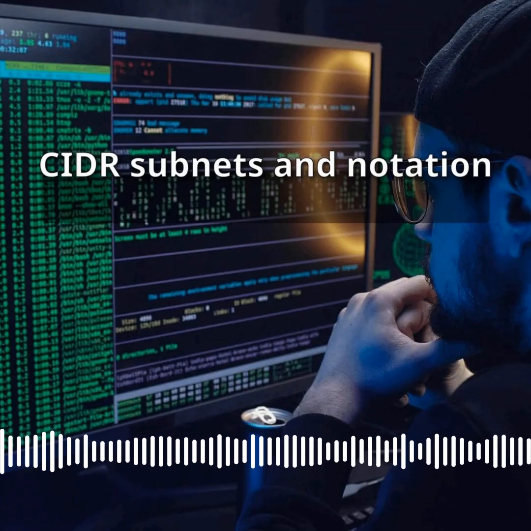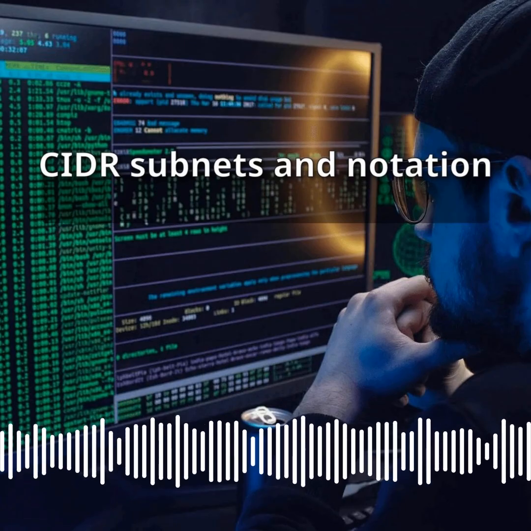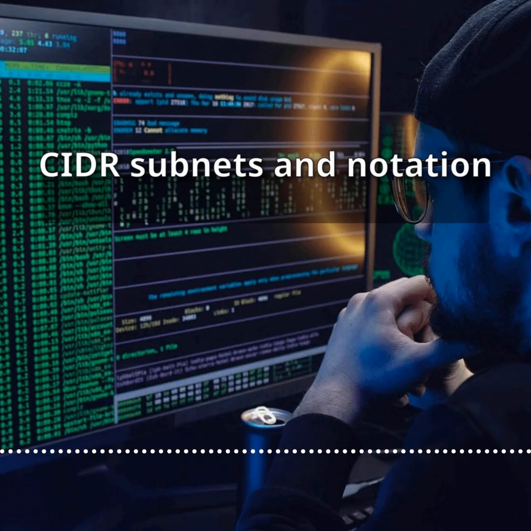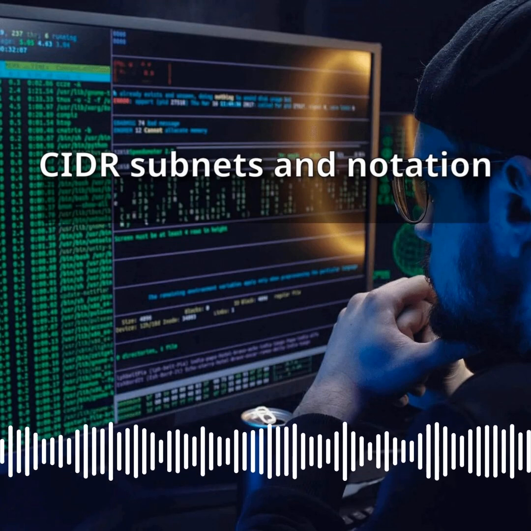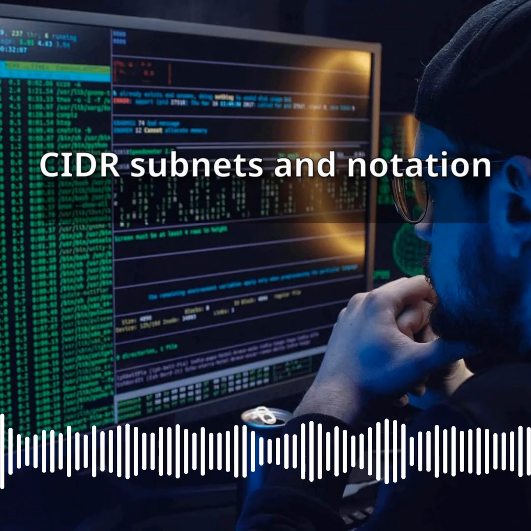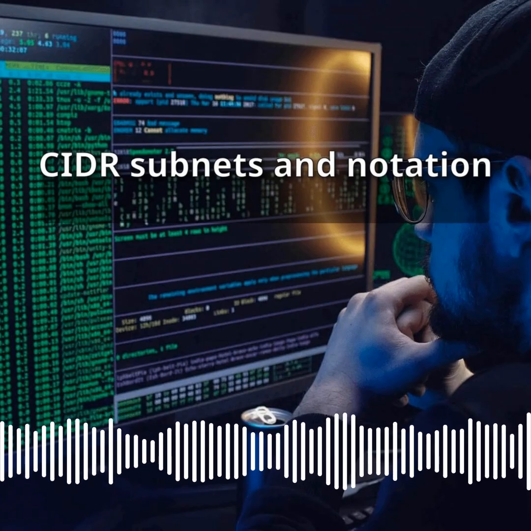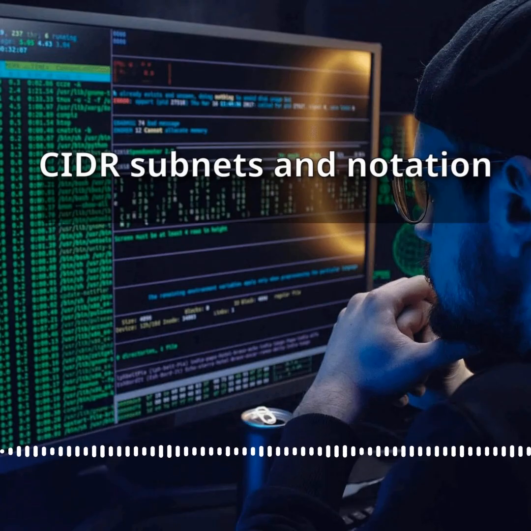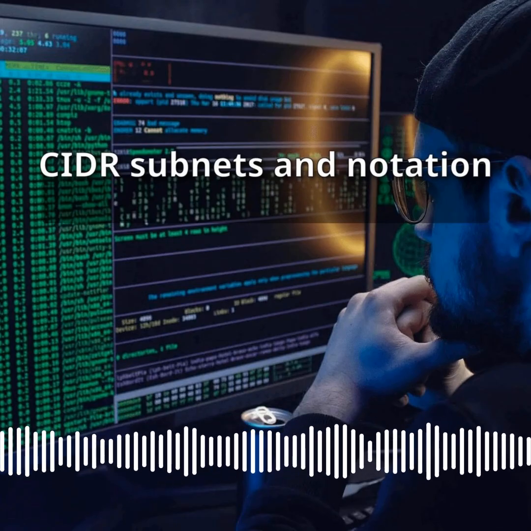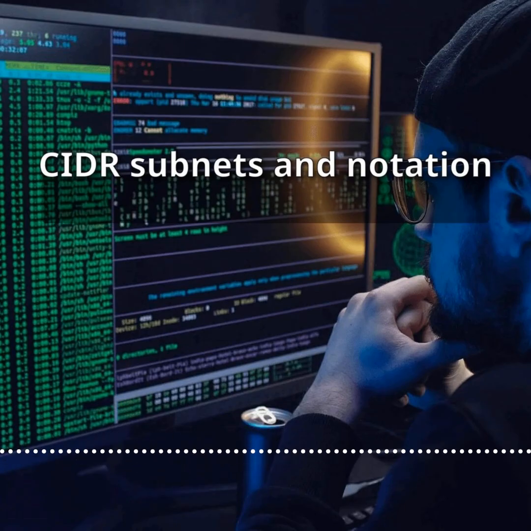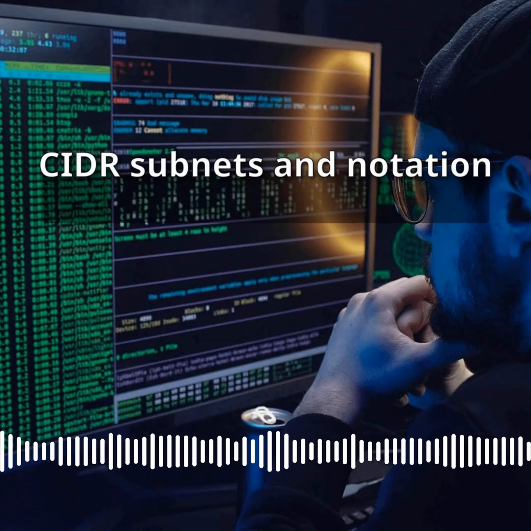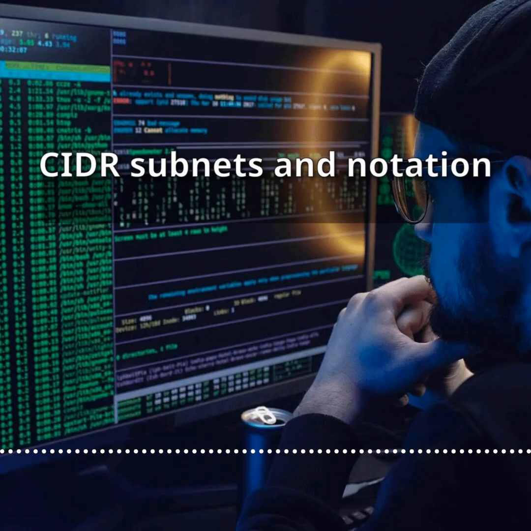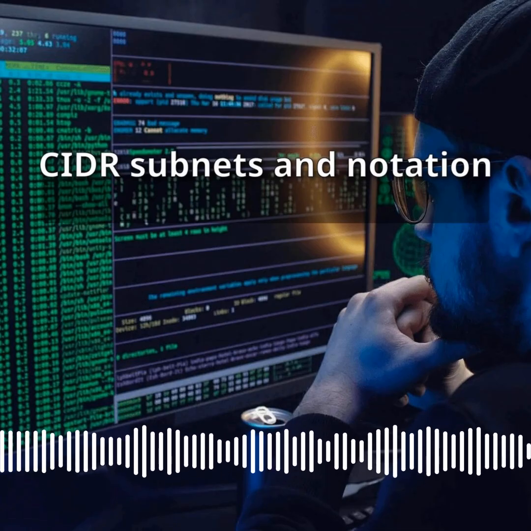CIDR notation expresses an IP address together with the number of bits used for the network portion, written as a suffix after a slash. For example, 192.168.1.0/24 means that the first 24 bits identify the network and the remaining 8 bits identify devices within that network. The number after the slash is called the prefix length or subnet mask length. It can range from 0, where the entire address is a host portion, practically representing the entire internet, to 32, where all 32 bits identify a single specific host.